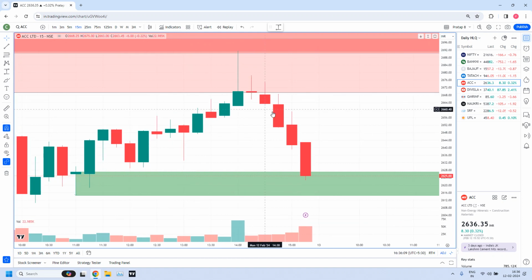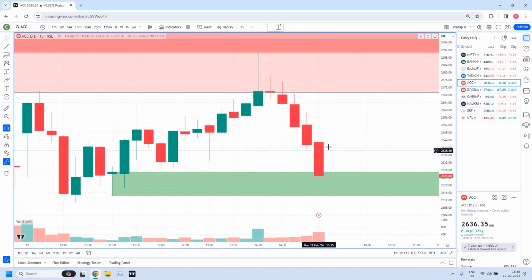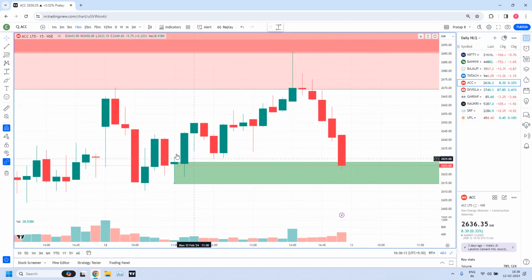And after that, see how the prices went down and again reached the 15-minute demand zone. Drop, base, rally. This is the demand zone. Prices reached, and at 2 o'clock we got the trade. And finally it reached the target during the last hour, the last 15 minutes of the trading.